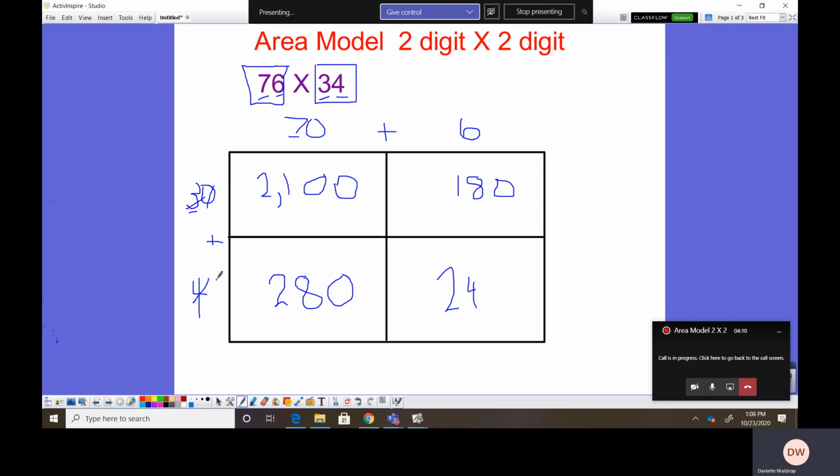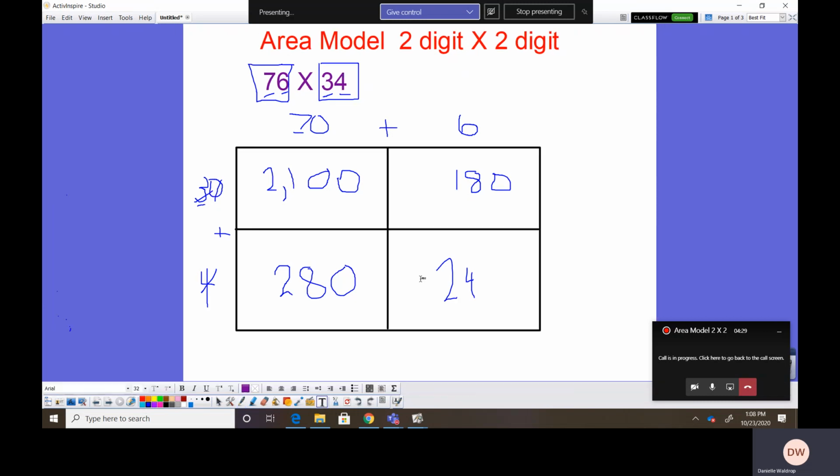And so what is my next step? I've done my drawing of my boxes. I've done my expanded form. I've done my multiplying now. Your last step is to add. And so you're going to come over here and we're going to add our numbers up. And remember, when you do this, you want to make sure that you keep your numbers stacked up on top of each other.